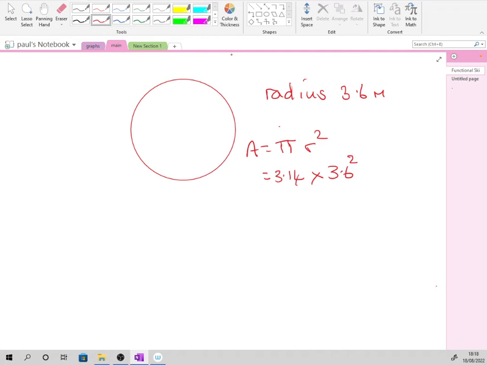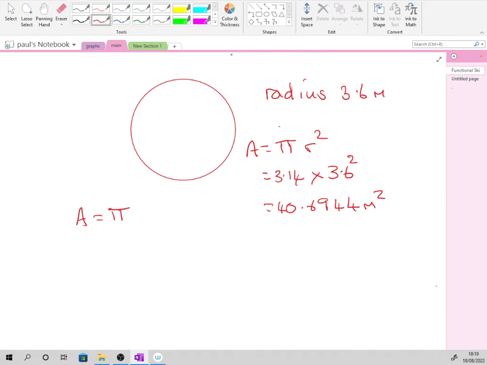3.6 squared. And in the calculator, I'm going to do 3.14 times 3.6 and press that little squared button, and that gives me an answer of 40.6944 meters squared. Now, what happens if I press the pi button?